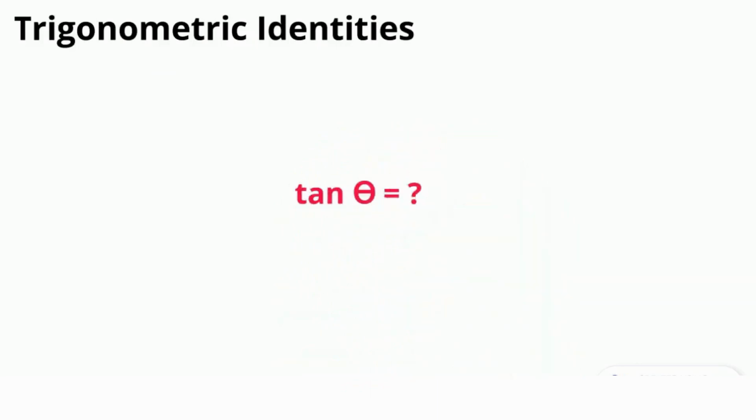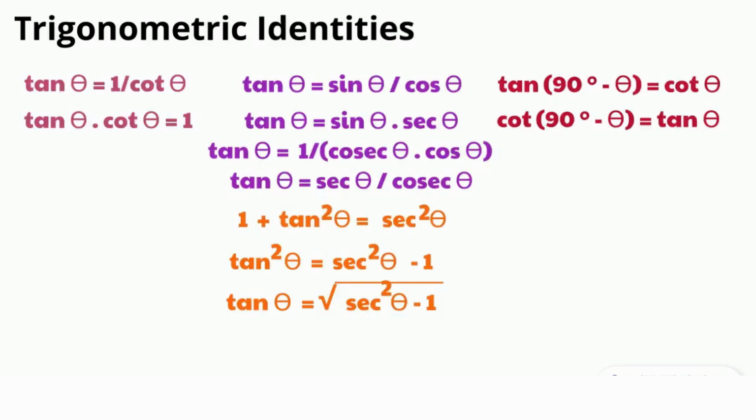Next, tan theta. What are the possibilities of tan theta? See here. Tan theta is equal to 1 by cot theta. From this we can write tan theta times cot theta is equal to 1. Next, tan theta is equal to sin theta divided by cos theta. From this we can write the below 3 identities.